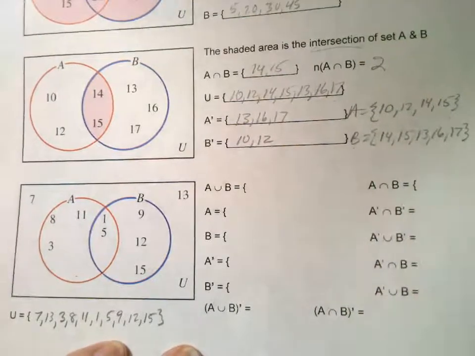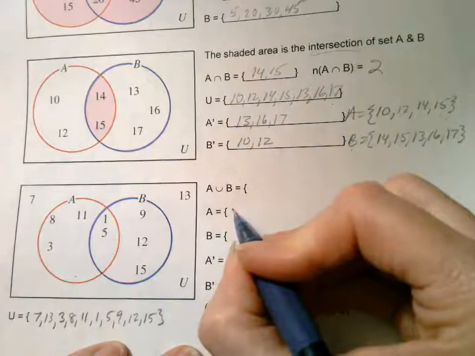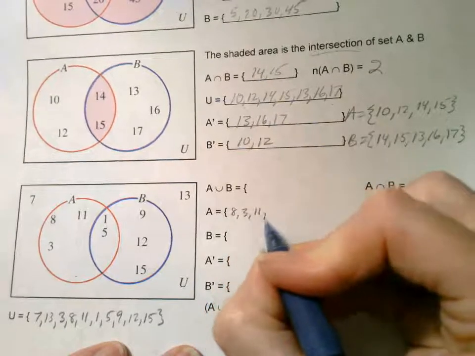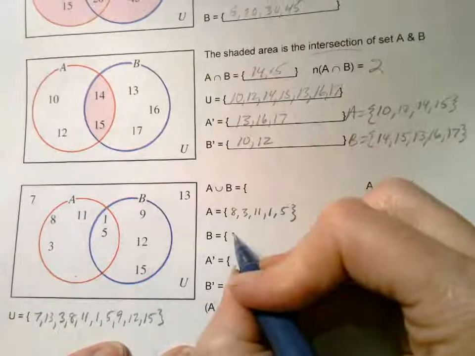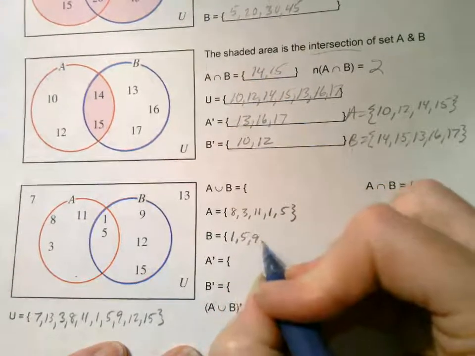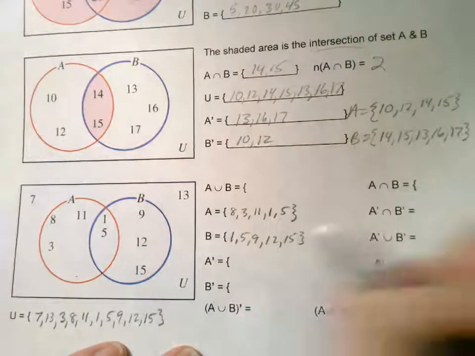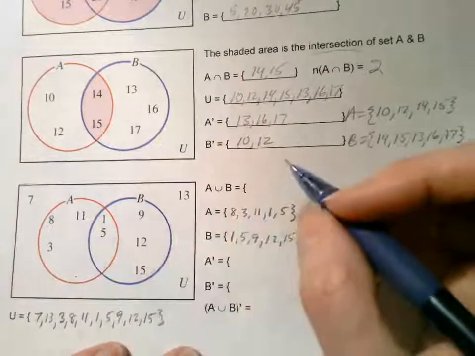All right, all these things that they're asking me, I'd like to start with A. So A is 8, 3, 11, 1, 5. B is 1, 5, 9, 12, 15. You know what? It may be easier to put them in order so then I can see what's in there and not in there, but I'm kind of doing it by the picture at the moment.